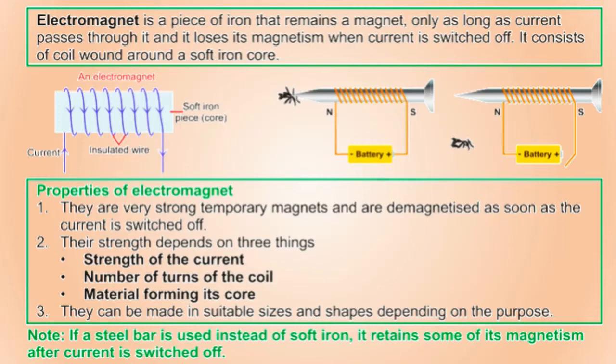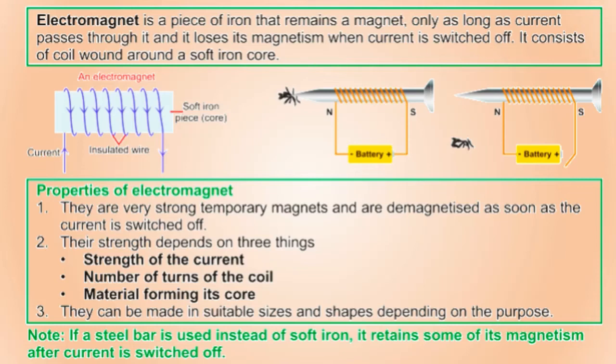So you have to remember a few things about electromagnets. They are soft temporary magnets and are demagnetized as soon as the current is switched off. Their strength depends on three things: the strength of the current, how strong the current is flowing, the number of turns of the coil, कितना coil किया गया है nail के ऊपर electrical wire, और the material forming its core. आयन कितना प्योर है, आयन कितना ज़्यादा यूज हो रहा है, उसके ऊपर डिपेंड करता है. These are the three things on which the strength of the magnet depends.